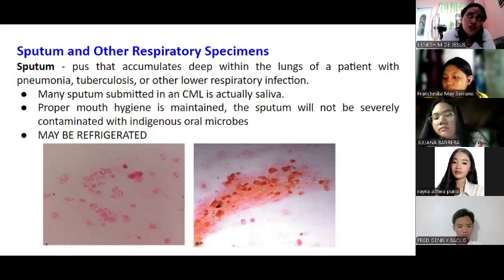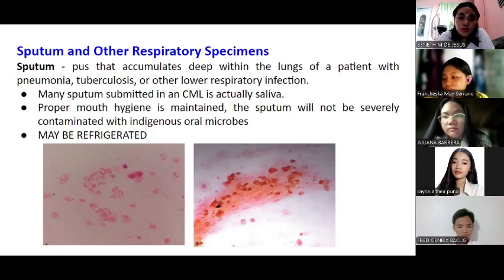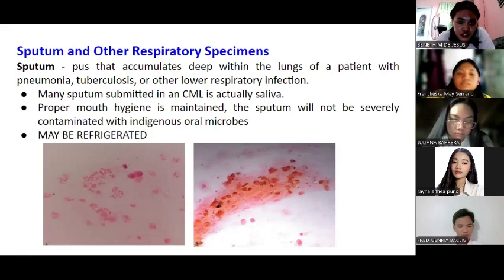Ito yung kinukuha to sa may ubo, ito yung plema. So, ito yung plema, yun yung sputum. So, may be refrigerated. So, proper mouth hygiene is maintained. The sputum will not be severely contaminated with indigenous oral microbes.